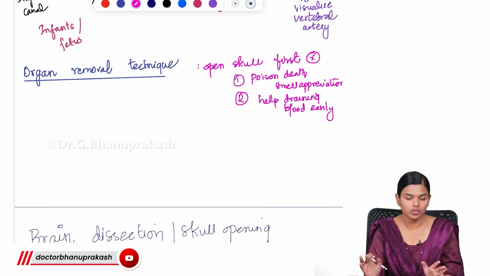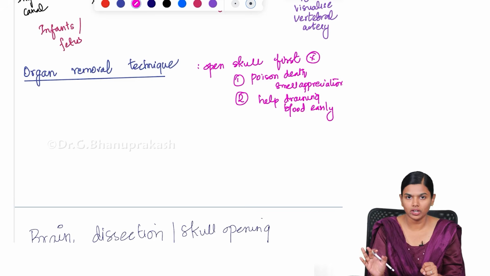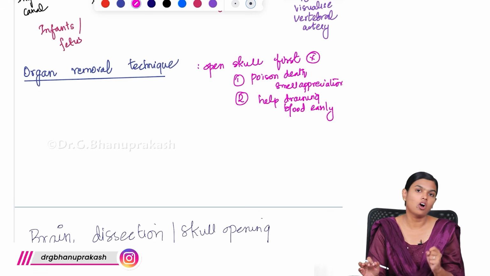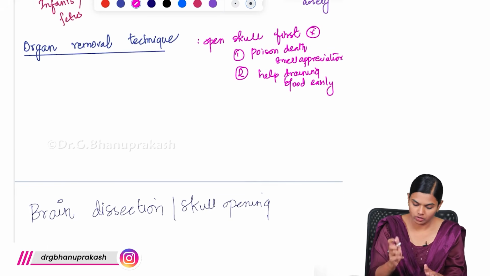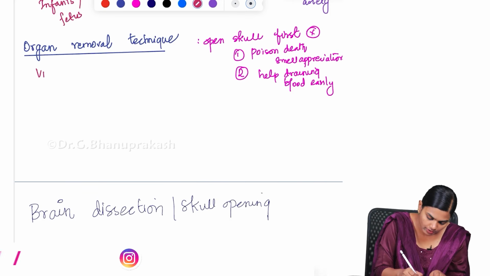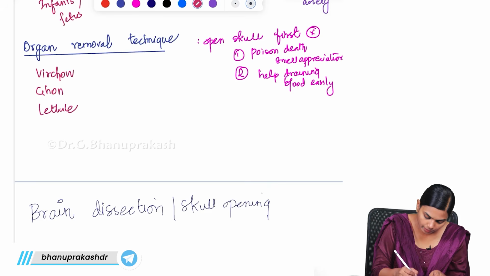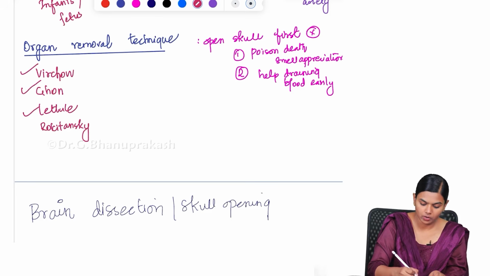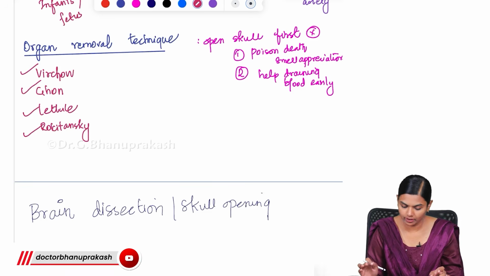So this is how organ removal is started. The next step is that we have to examine each and every organ, right? It has to be a complete autopsy, so how we remove the organs is important. We have certain techniques for that: Virchow, Ghon, Letulle, and Rokitansky. These are the commonly used autopsy techniques for organ removal. We will see how we remove organs in each technique.